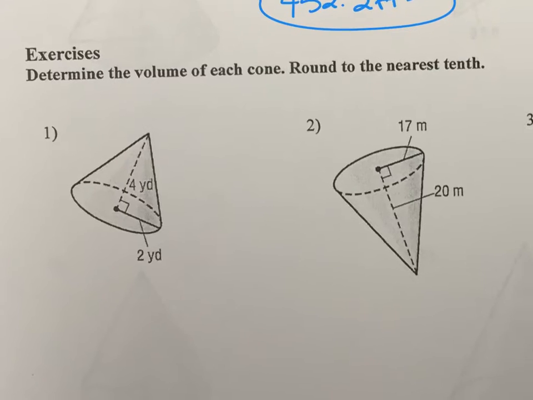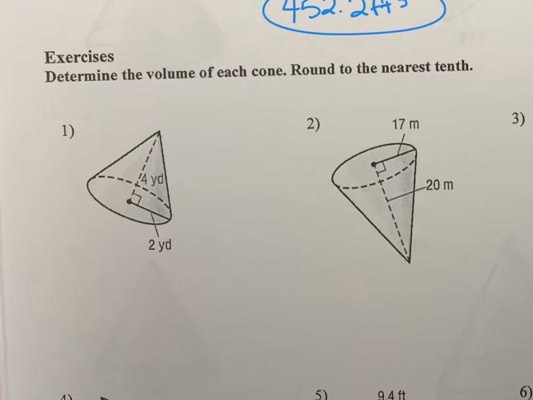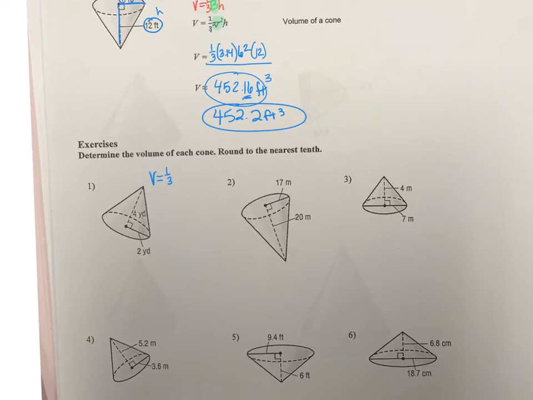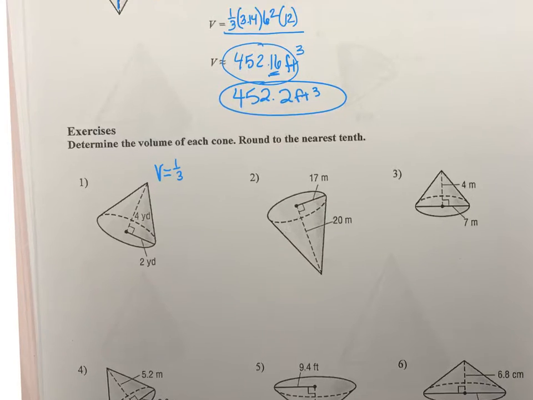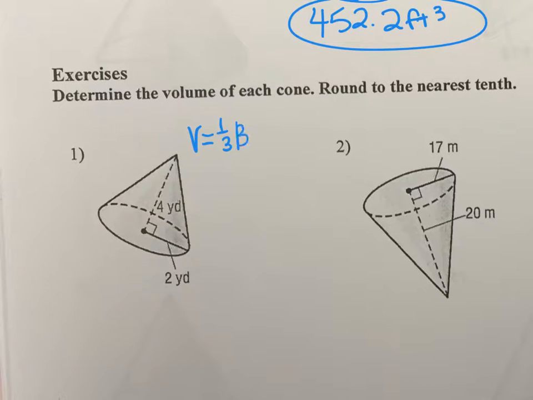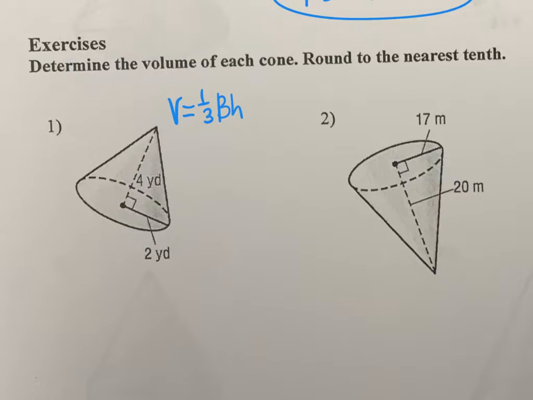Exercise 1, determine the volume of each cone. First thing, write your formula down. So volume equals 1/3 area of the base times height. But just so you guys can remember exactly what to write down: 1/3 area of the base, since it's a circle, pi r squared, times height.